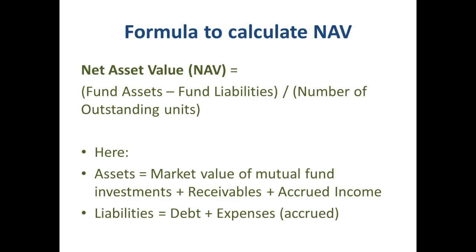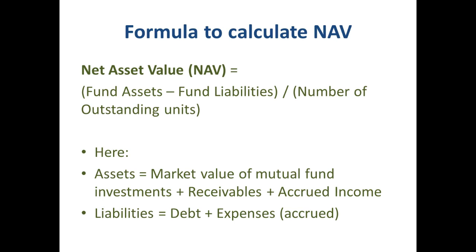So friends, let's start understanding how the net asset value of a mutual fund is calculated. Now you can see on the screen the formula for calculation of the net asset value: the fund assets minus fund liabilities, divided by the number of outstanding units of the mutual fund. Fund assets are nothing but the market value of the mutual fund investments.